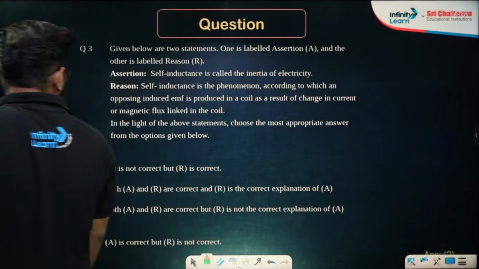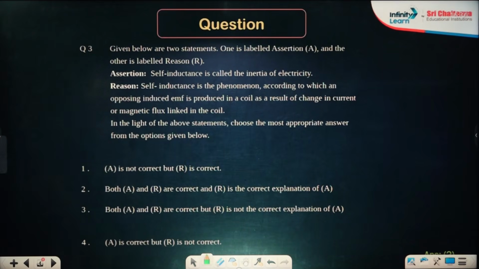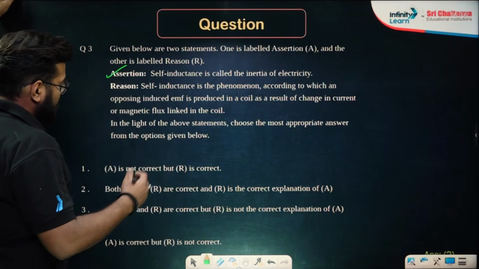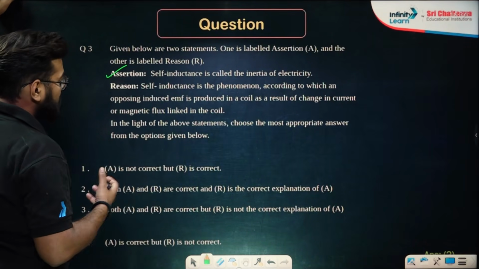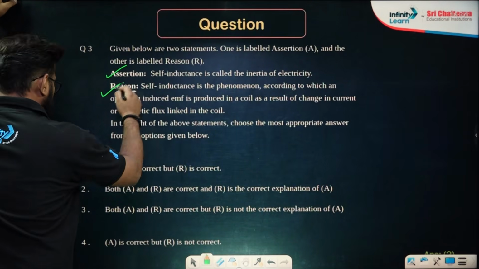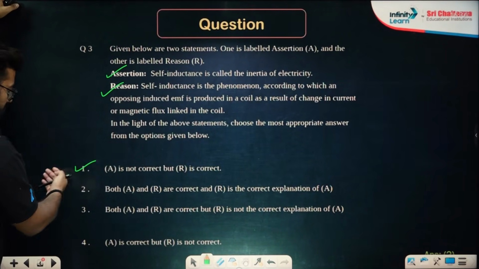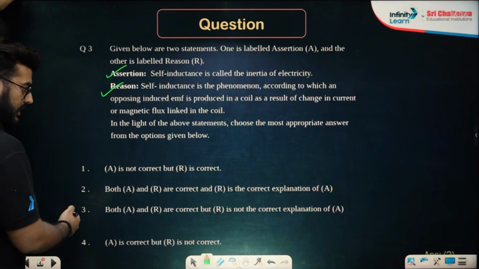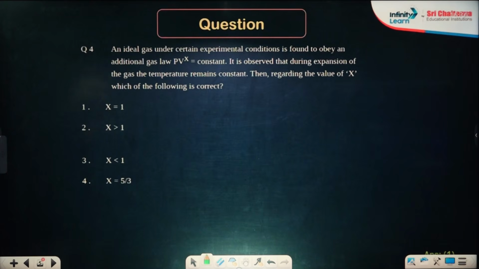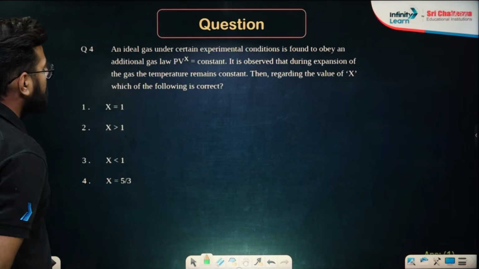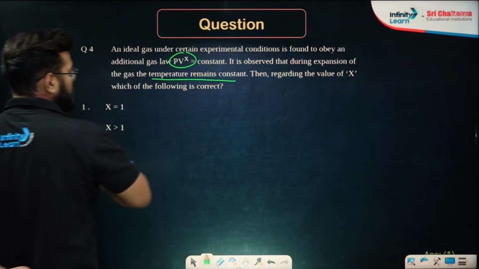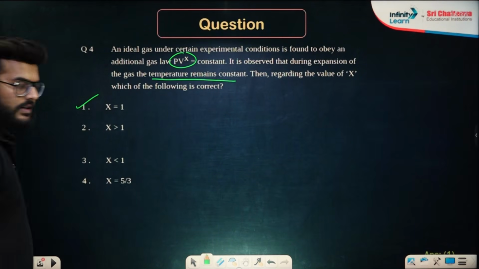Now let's move ahead. Given below are two statements, one labeled assertion A and the other reason R. Self-inductance is called the inertia of electricity. Yes, it opposes. Self-inductance is the phenomenon according to which an opposing induced EMF is induced in a coil. Perfectly right. A is correct, R is correct, and R is the correct explanation also. So 2 is the right answer. An ideal gas under experimental conditions is found to obey PV^x. It is observed that during expansion of the gas, the temperature is constant. That means PV^1 is constant, so x equals 1. Simple problem.